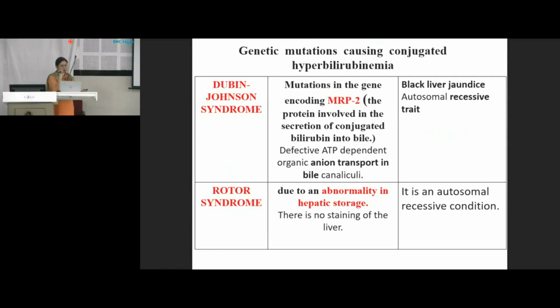Then last one in this is Rotor syndrome. This is due to abnormality in the hepatic storage, but there is no staining. What is the difference between these two? This is black liver disease, but in Rotor syndrome, it is again a secretion defect, that is abnormality in hepatic storage defect, but there is no staining of the liver. It is also autosomal recessive condition. Most of the times the patients are asymptomatic here.